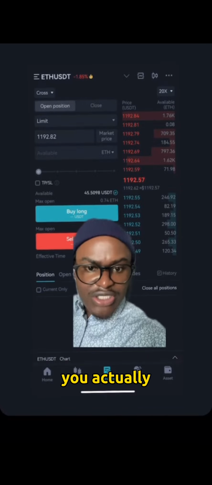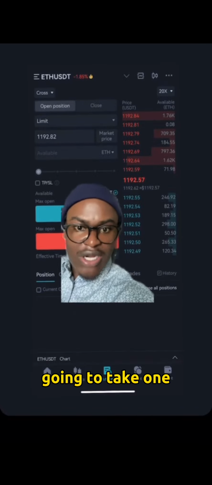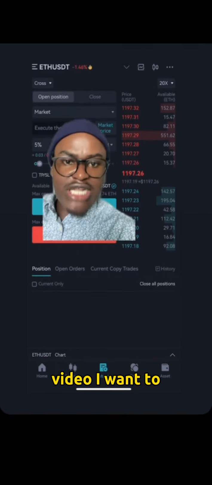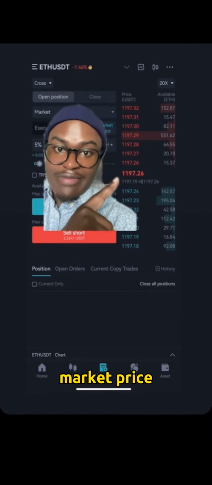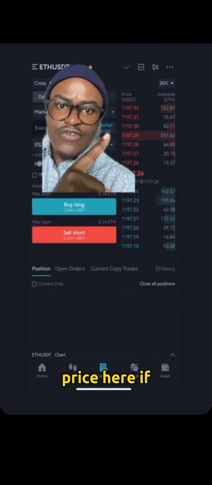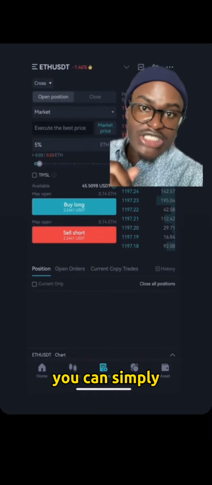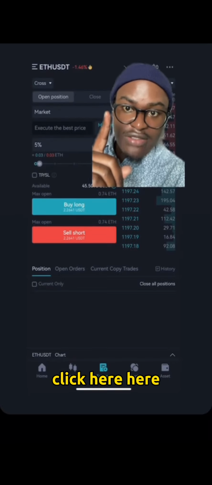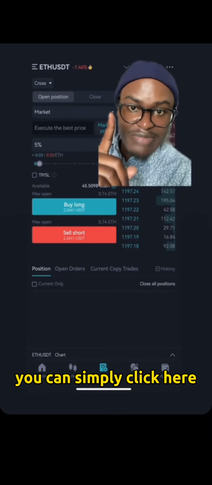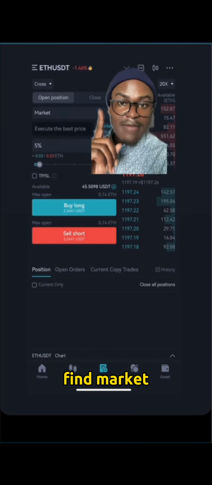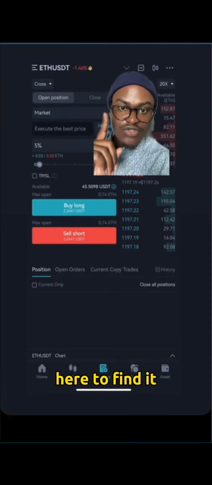So if you actually took a trade, which I'm just going to take one now for the sake of this video, I want to short at the market price. So I'll just click market price here. If you don't have this in your exchange, you can simply click here. Now you can see that it's market. You can simply click here and you will find market. So you click here to find it.